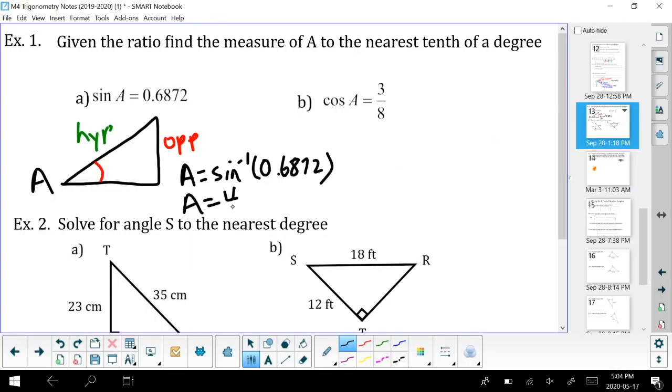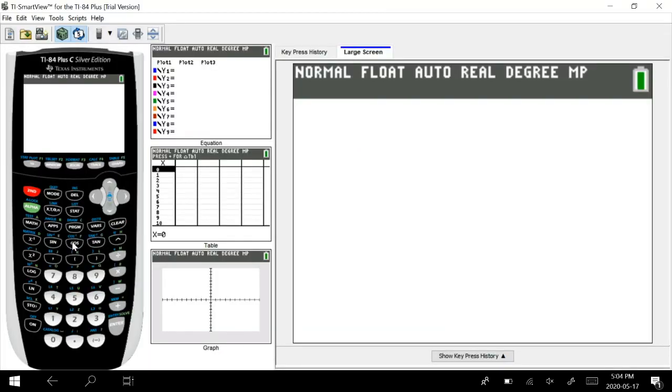So A is equal to 43.4 degrees. Same thing with example B or 1B. If we want to find the measure of just angle A, we need to take the inverse cosine of both sides. So inverse cosine of 3 over 8. So we have second cosine, so inverse cosine of 3 divided by 8.